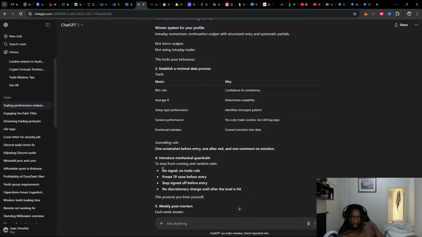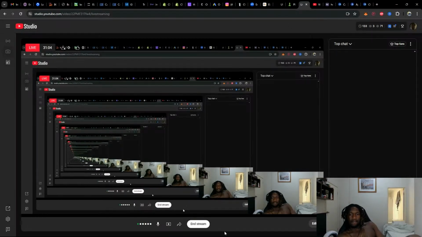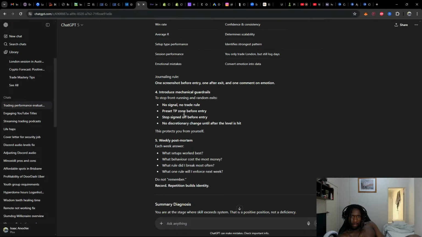Introduce mechanical guardrails. No signal, no trade rule. Stop signed off. This protects you from yourself.